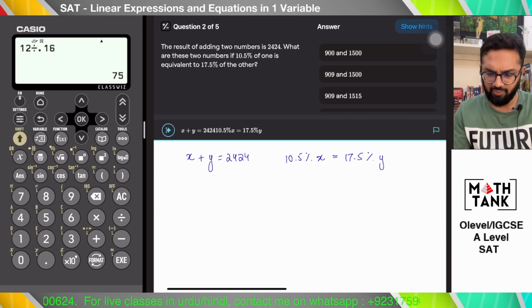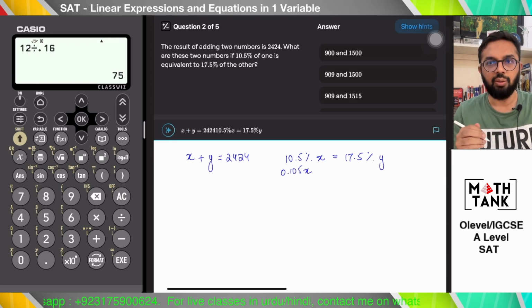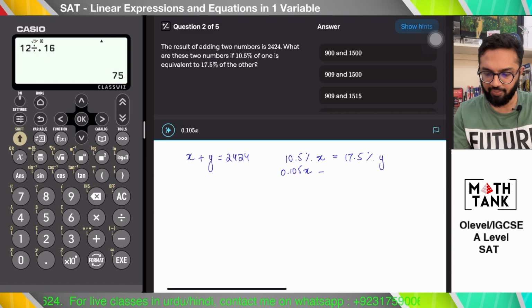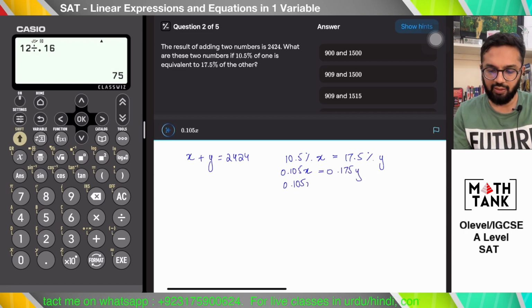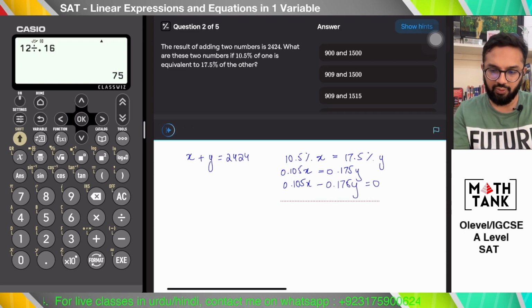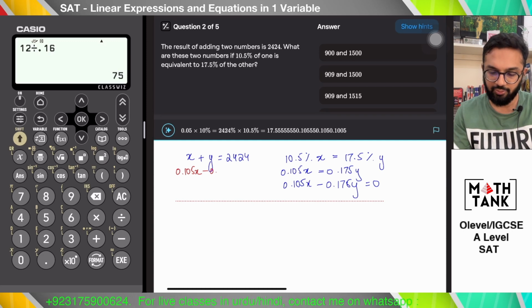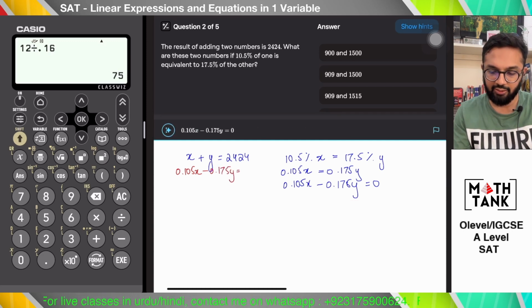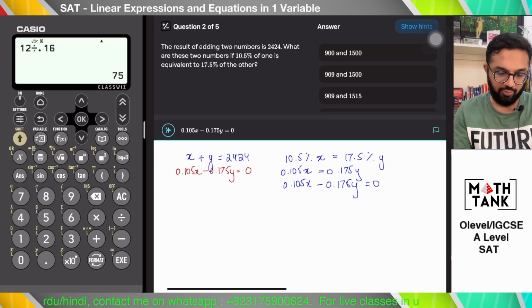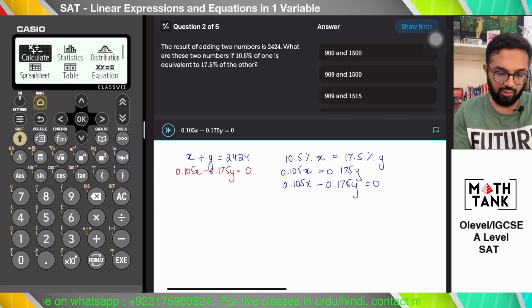So I am looking at simultaneous equations. I can call this 0.105x, I'm converting everything to a decimal number, equals 0.175y. So 0.105x minus 0.175y equals 0. Now, even on the exam, I don't need to do this simultaneous equation manually. I can use my calculator to do this, and I'm going to do exactly that. I am going to go to my simultaneous equation mode and solve it.